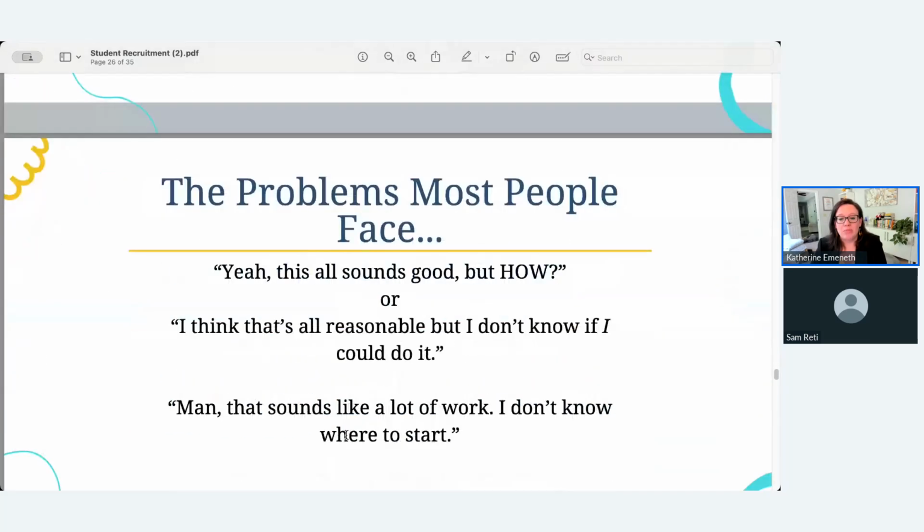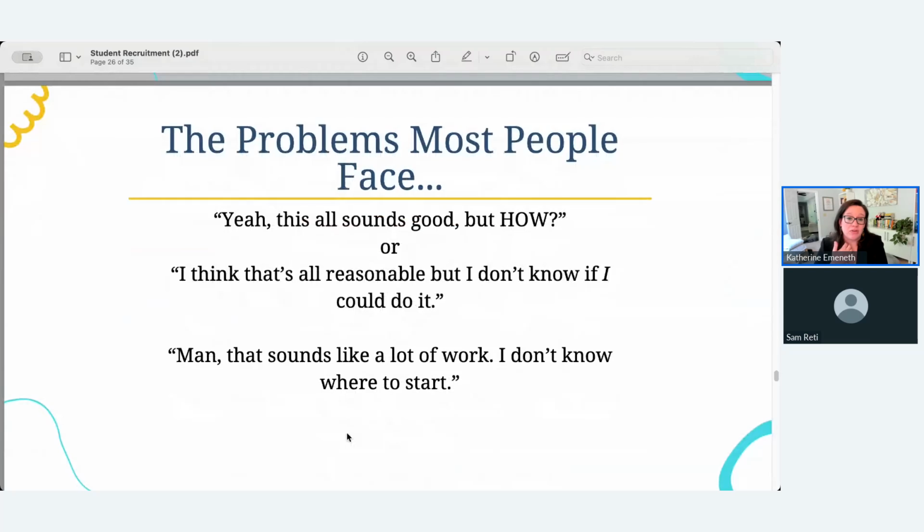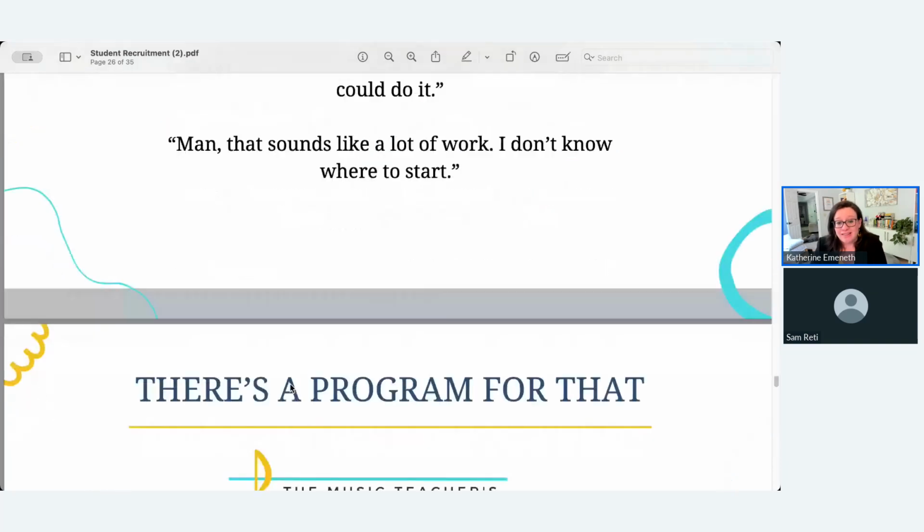So most of the time when I talk to people about student recruiting, they're like, yeah, this sounds really good, but how do I do that? Or I think that's all reasonable, but I don't know if I could do it. Or man, that sounds like a whole lot of work. I don't even know where to start. And that's valid because it is a lot.